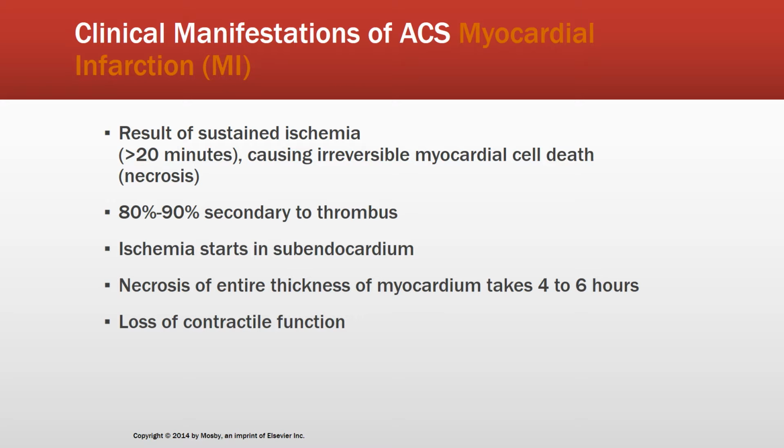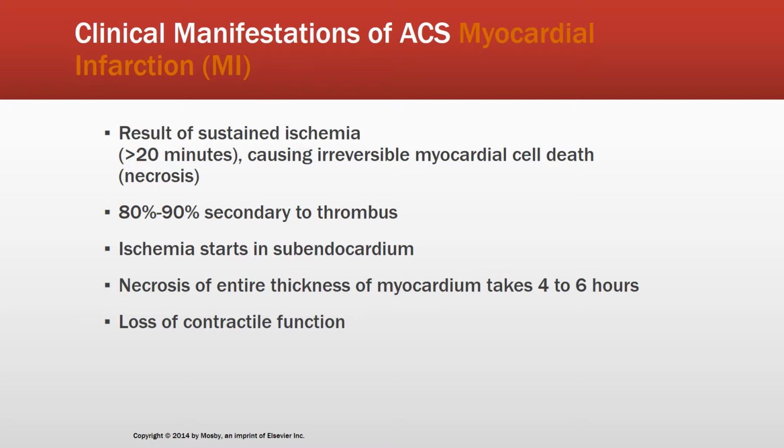The process of MI, when it's an acute MI, takes time. Cardiac cells can withstand a little bit of ischemia, but anything greater than 20 minutes, at that point, cellular death occurs. The earliest tissue to become ischemic is usually the subendocardium. This is the innermost layer of the cardiac muscle.